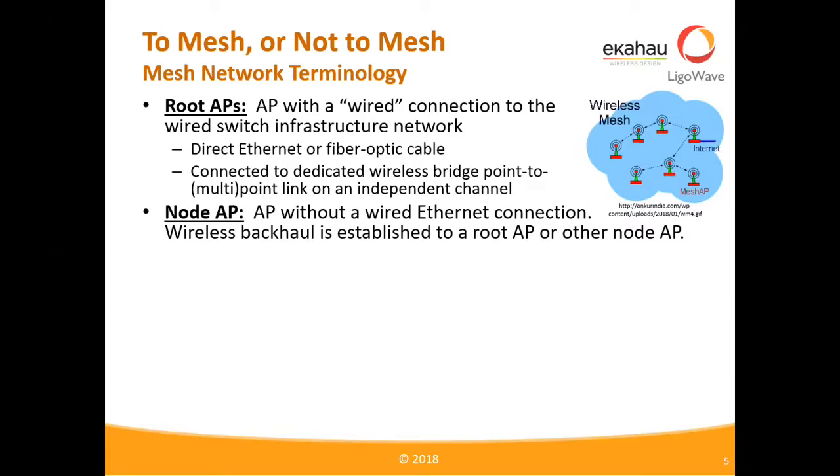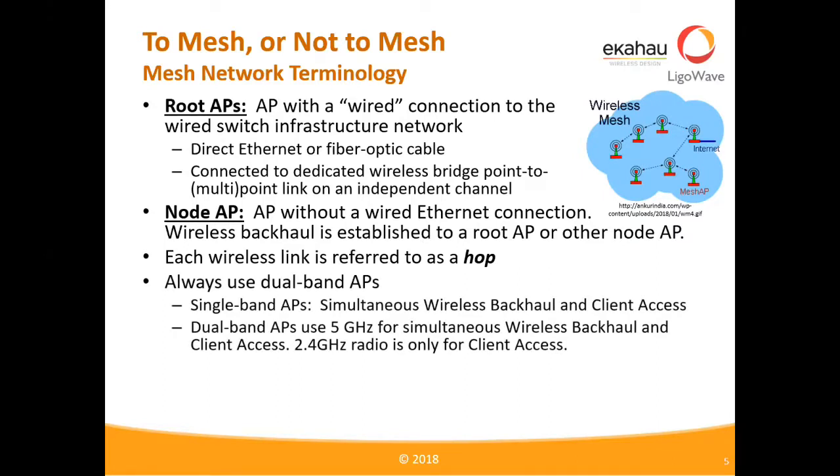Now, you may have Ethernet running to a PoE injector for power, but they don't have an Ethernet connection back to your wired infrastructure. So in order to do the backhaul to the wired part of your network, it uses the wireless radio to establish a backhaul connection either to a root AP or, if there are multiple hops, to another node AP in the chain. Each wireless link for this backhaul is referred to as a hop. So you could have 1 hop, 2 hops, 3 hops. That's the number of wireless backhaul links that you're jumping from one AP to the next.